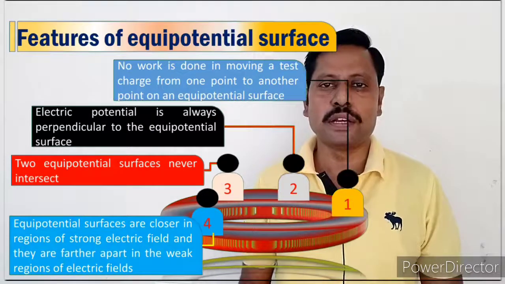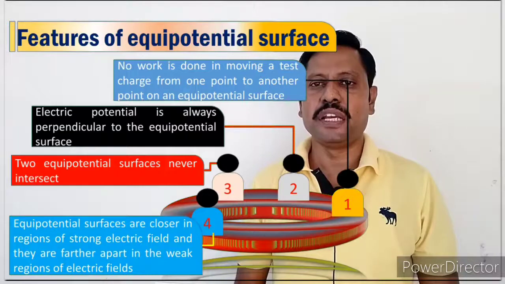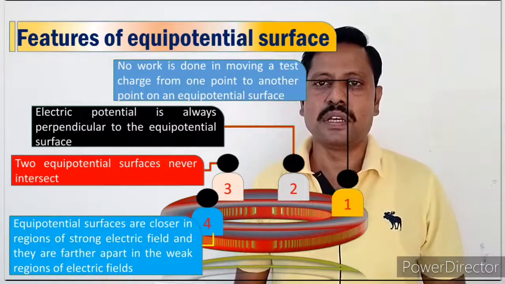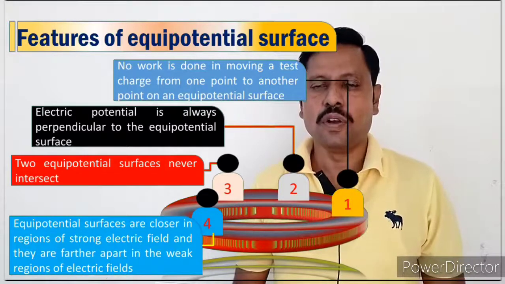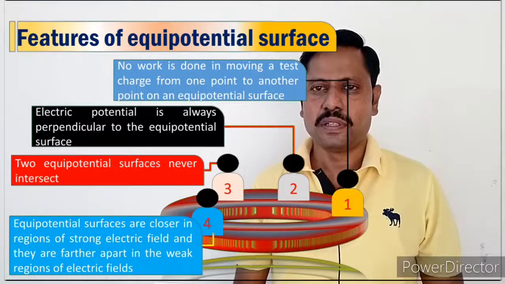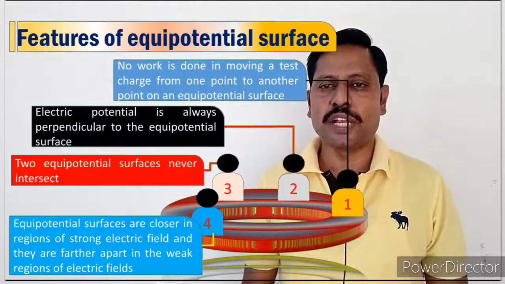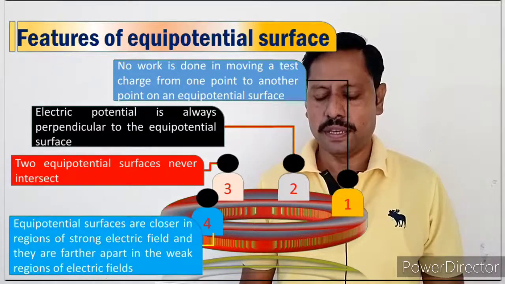As I have told you earlier, you can also verify this if you take the equipotential surfaces for the case of a dipole or similar charges. So these are the properties of equipotential surfaces. This is the end of this topic. Try to explore more examples and more numericals based on this, and you will understand it better. Once you understand how to draw the equipotential surfaces, it will be easier for you to understand.